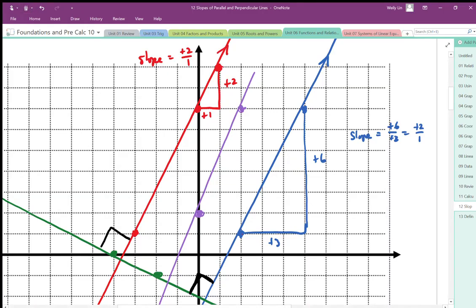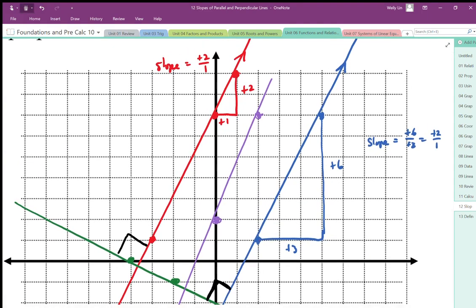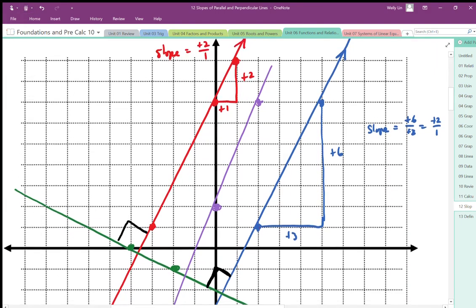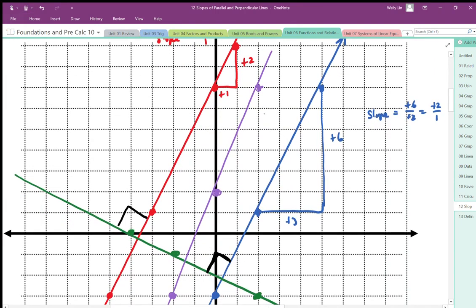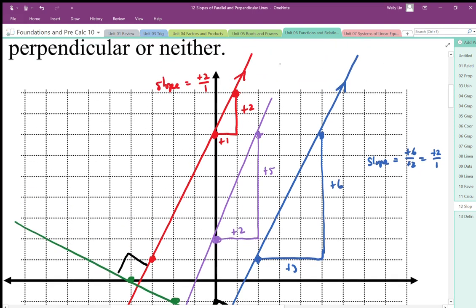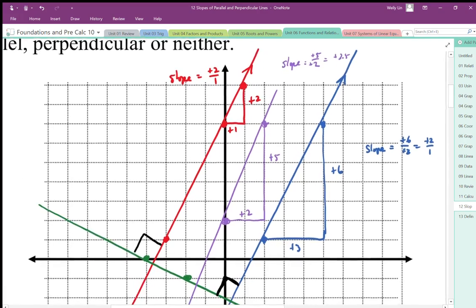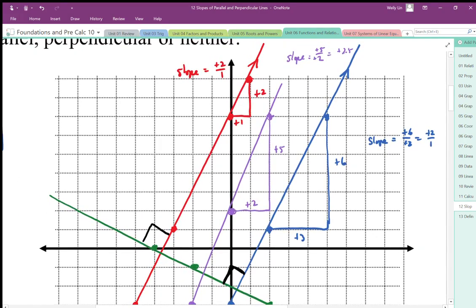Looking at the purple line, we'll calculate the slope here as well. Now it almost looks parallel, but when we actually calculate the slope, it looks like it's +5, +2. So the slope is equal to +5 over +2. So that's going to be 2.5. So it's not quite the same as 2 to 1, it's 2.5 to 1. Okay, so this is a little bit steeper, so this is not parallel.